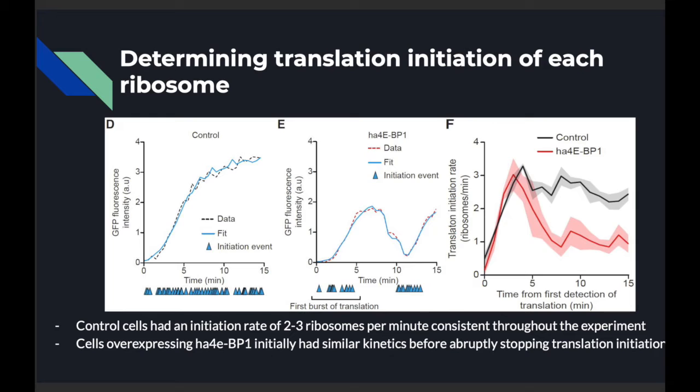The cells overexpressing HA4EBP1, on the other hand, had similar rates before suddenly stopping for a period, followed by a resumption of initiation. The authors speculated that the burst in initiation after the halt was very likely due to dissociation of HA4EBP1 from EF4E, or the binding of a new EF4E that was not associated with HA4EBP1 to the cap. The initial initiation was likely due to the HA4EBP1 cells translating CBC-bound mRNA, and that translation initiation halted once the transition from CBC to an inhibited EF4E began.